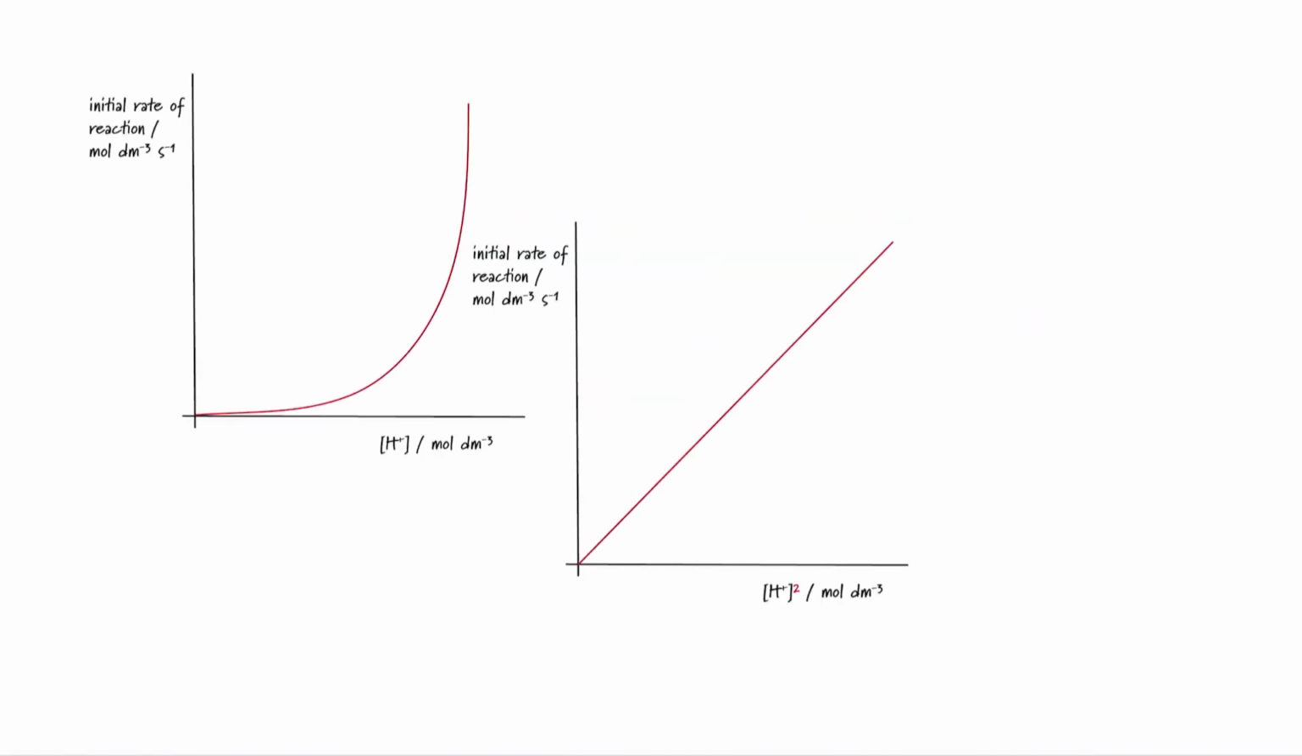Let's look at this on a graph of initial rate of reaction against concentration. As we've just said, it is second order with respect to hydrogen ions, which means that every time this experiment was done and the hydrogen ion concentration was doubled, the initial rate of reaction quadrupled. And when you plot concentration of hydrogen ions against initial rate of reaction, we get this curve. Alternatively, if we plot initial rate of reaction against the hydrogen ion concentration squared, then we get a straight line that passes through the origin.